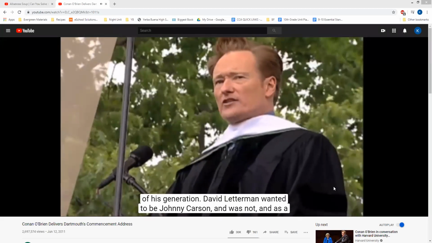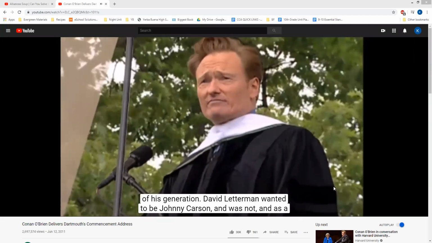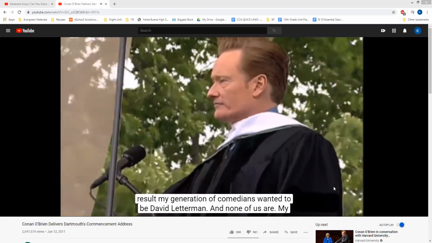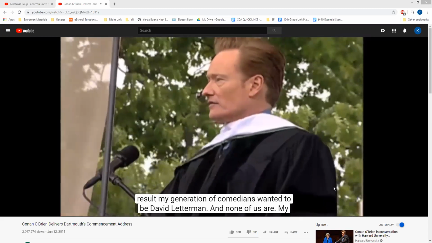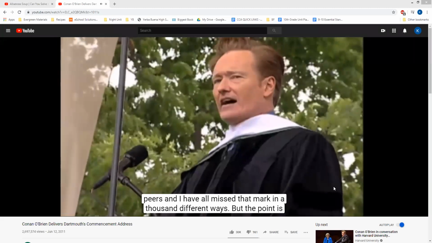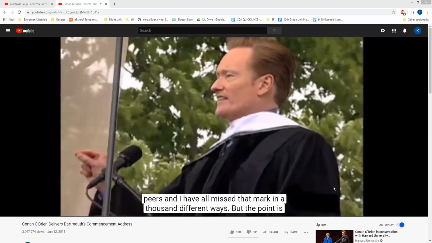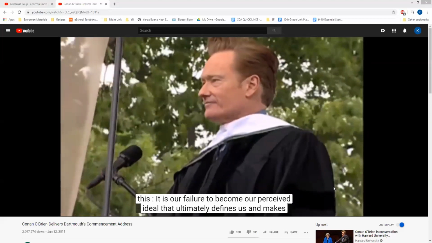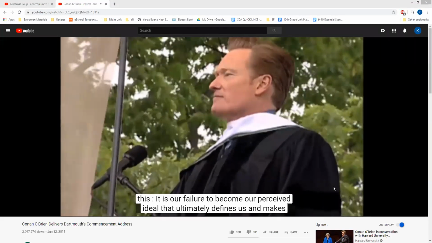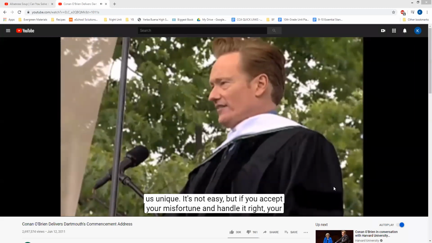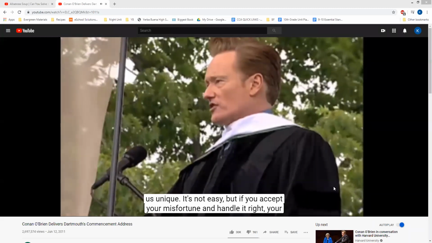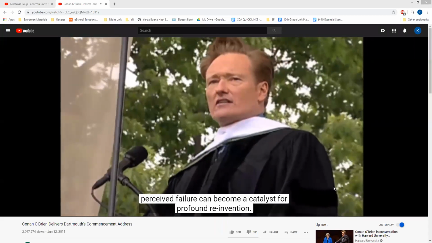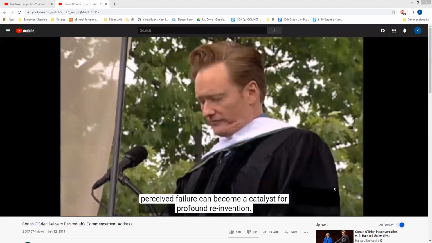David Letterman wanted to be Johnny Carson, and was not. And as a result, my generation of comedians wanted to be David Letterman. And none of us are. My peers and I have all missed that mark in 1,000 different ways. But the point is this: it is our failure to become our perceived ideal that ultimately defines us and makes us unique. It's not easy, but if you accept your misfortune and handle it right, your perceived failure can become a catalyst for profound reinvention.